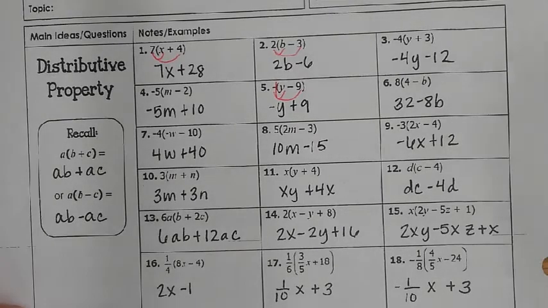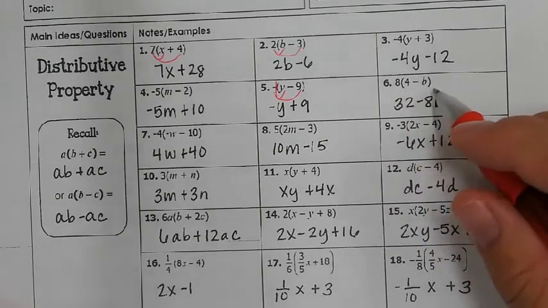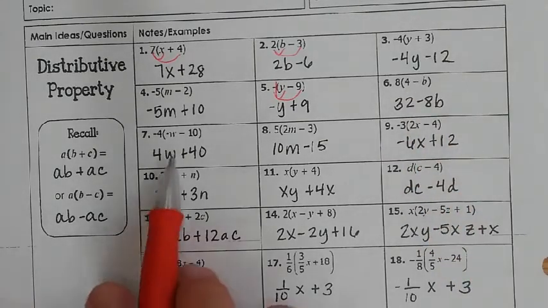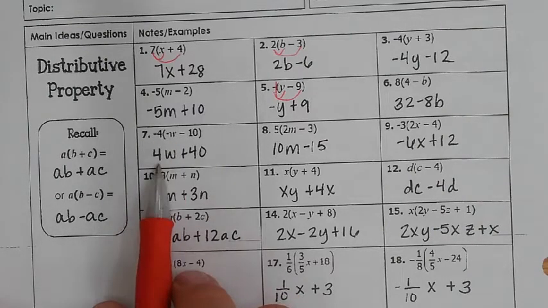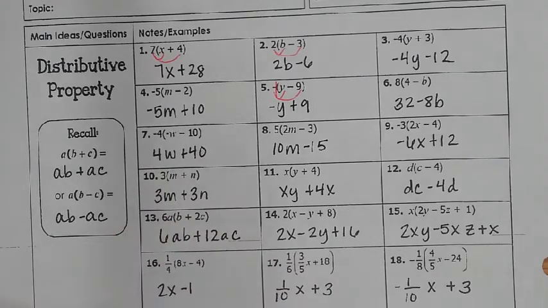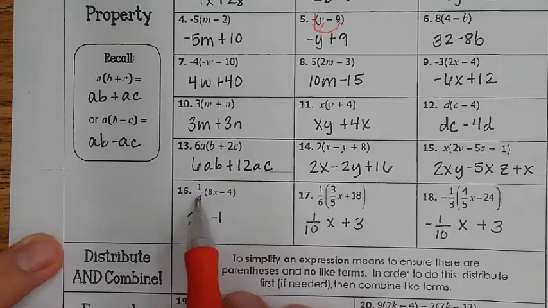Pretty easy. All right, and then here, 8 times 4, 32, 8 times -b, -8b, and so on and so forth. You can see several different applications. Negative times a negative is a positive 4w. And then once we even get into fractions, it's the same type of thing.